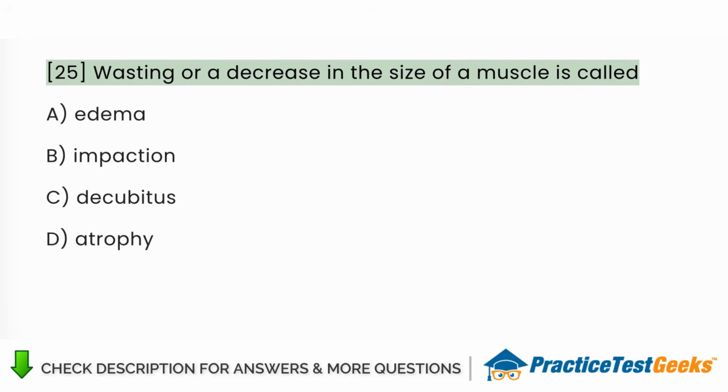Wasting or a decrease in the size of a muscle is called A. Edema. B. Impaction. C. Decubitus. D. Atrophy.